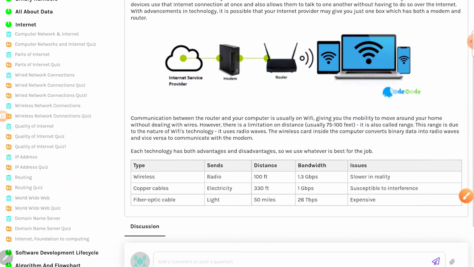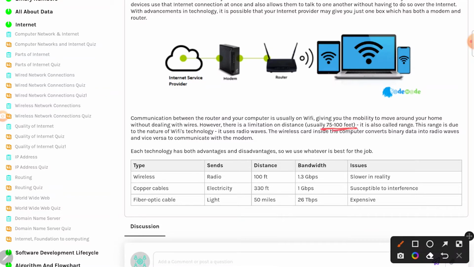Now, in terms of speed, of course, the wireless connections have limitations. Typically, a radio signal has 70 to 100 feet range, and that's why if you go further away from your router, then you may receive a weak signal and you may have problem in sending the data. This is primarily because of the radio waves. Wireless connections send radio signals. Usually it's 100 feet, and it has 1.3 gigabyte per second bandwidth. And we'll learn a little bit more about bandwidth in the next class. But it is relatively slow compared to other types.